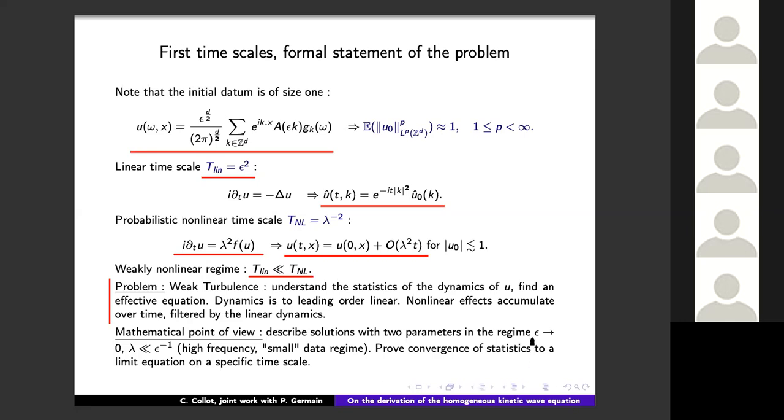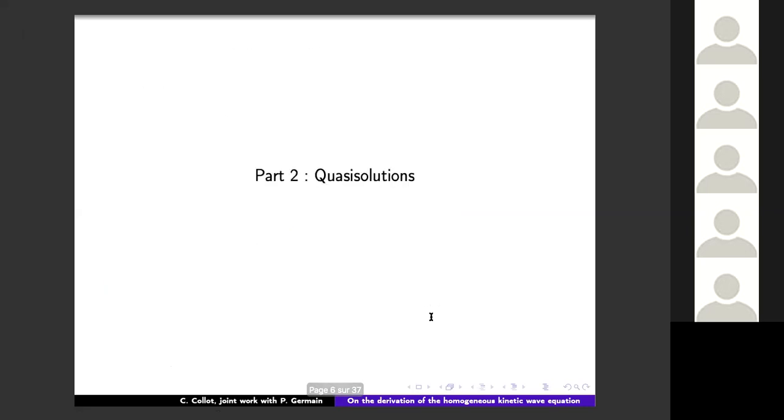I will have epsilon that goes to 0. My solution will be very, very singular, oscillating very fast. And I will have a nonlinear effect which will be kept small. Okay, so let's go. If you want to understand what will happen, there is something that physicists do to derive my limiting equation. It's just to study quasi-solutions.